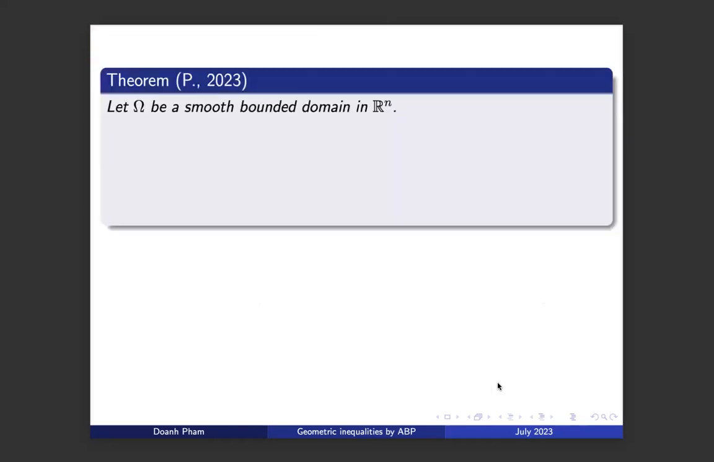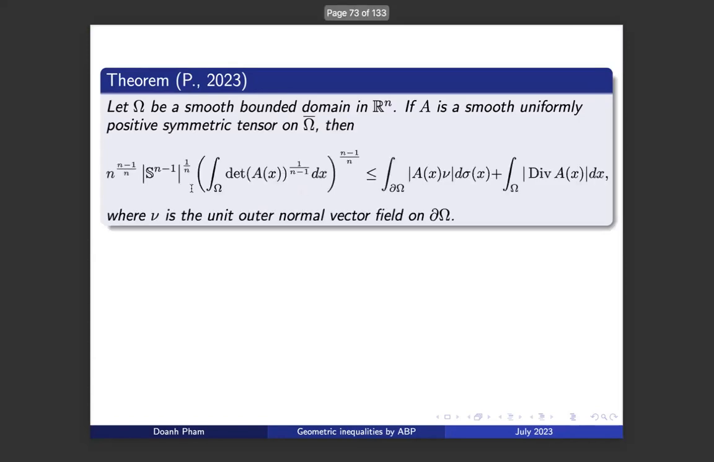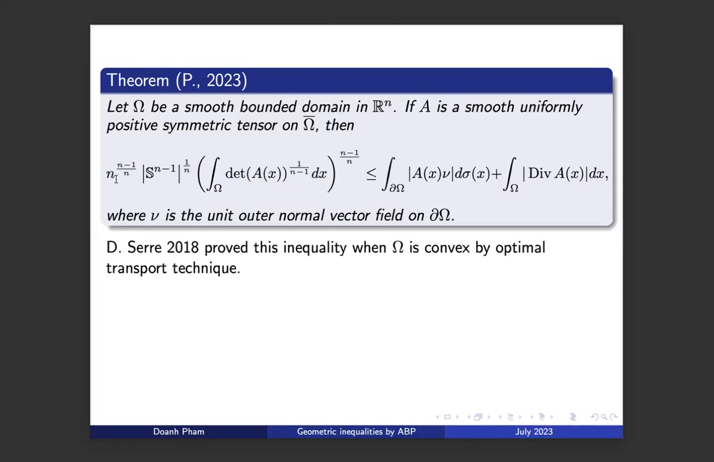So there's a theorem that says that if omega is a smooth bounded domain in R^n, and A is a smooth uniformly positive symmetric tensor on omega, then we have a Sobolev type inequality for A. It will take the following form. Let's look at this. This is very similar to the usual Sobolev inequality, which we will look at later.